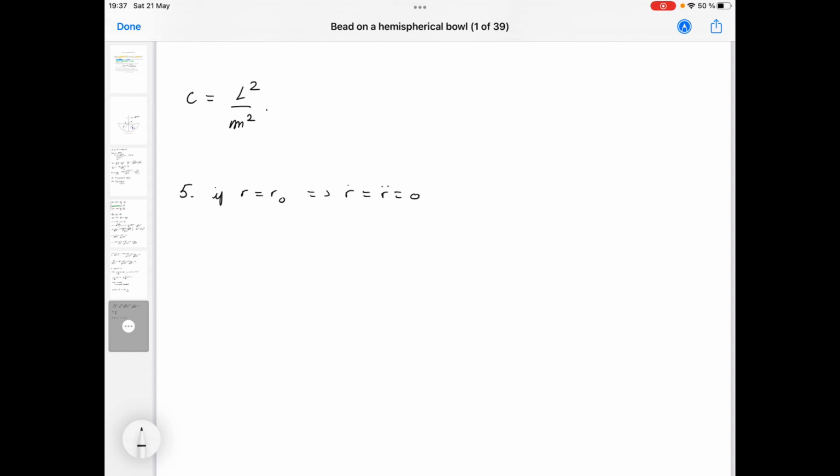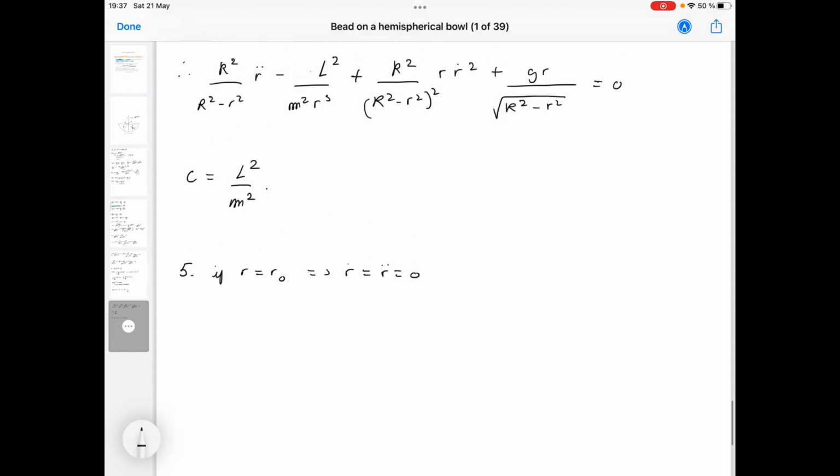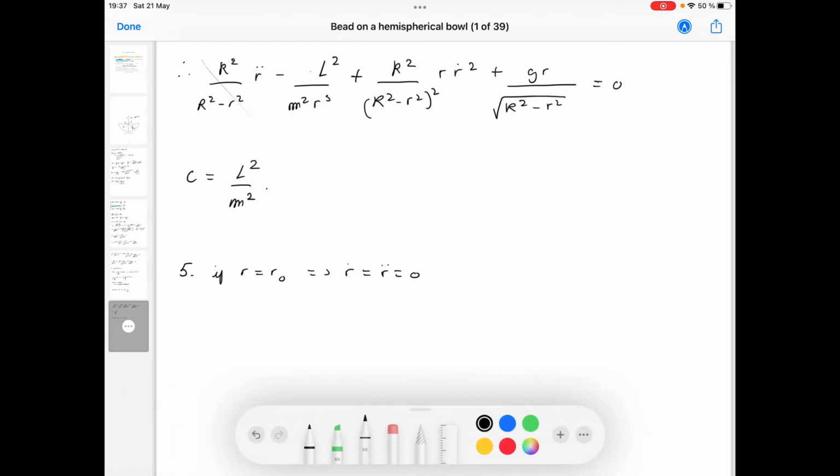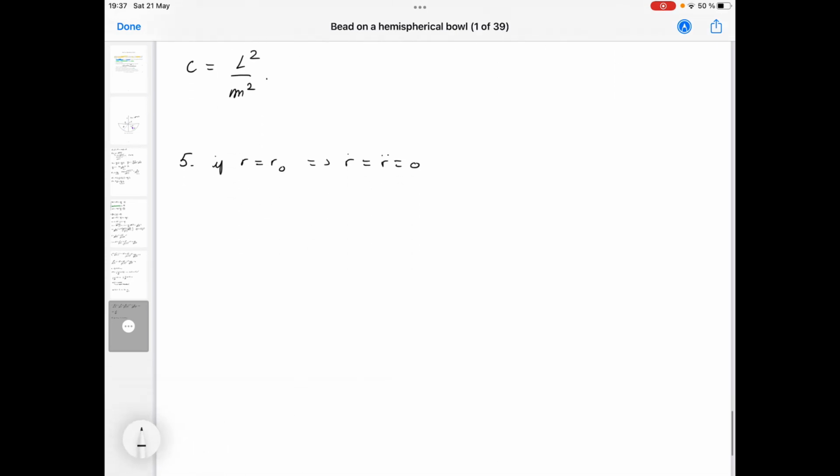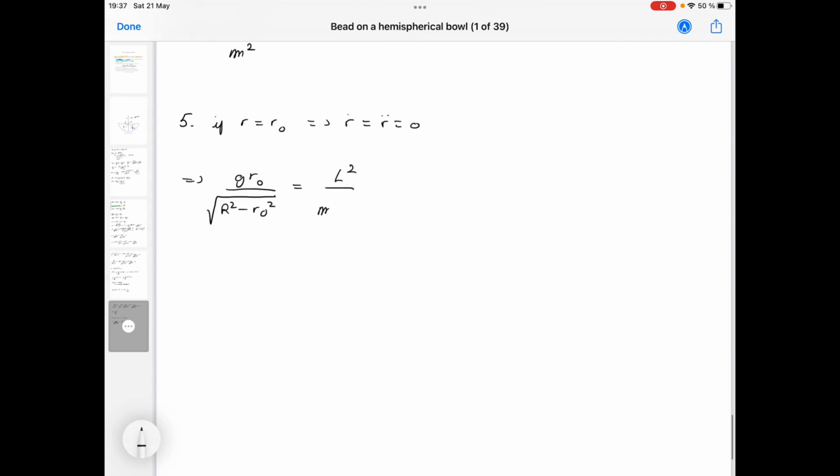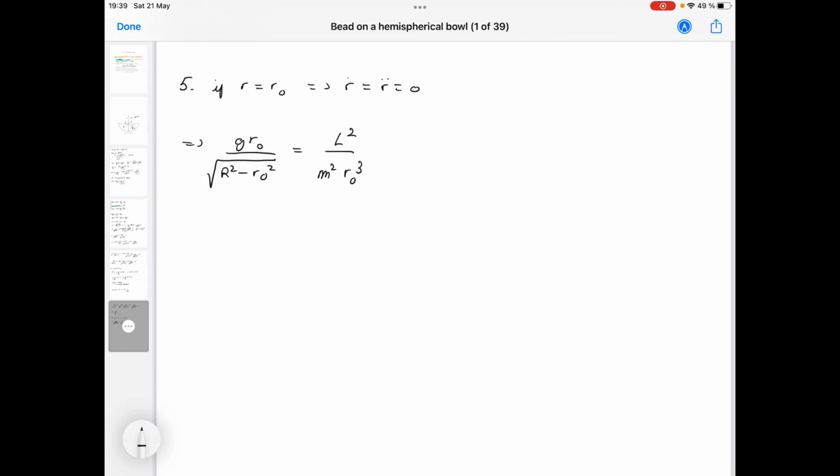So you can just go back to our equation and replace r dot and r double dot with 0 and r with r0. So basically what we end up seeing is that this term and this term vanish, and so we get that g r0 over the square root of r squared minus r0 squared equals L squared over m squared r0 cubed. So what we can do is rearrange this expression to get a result for L, for the angular momentum, and from there we can find the speed v0.